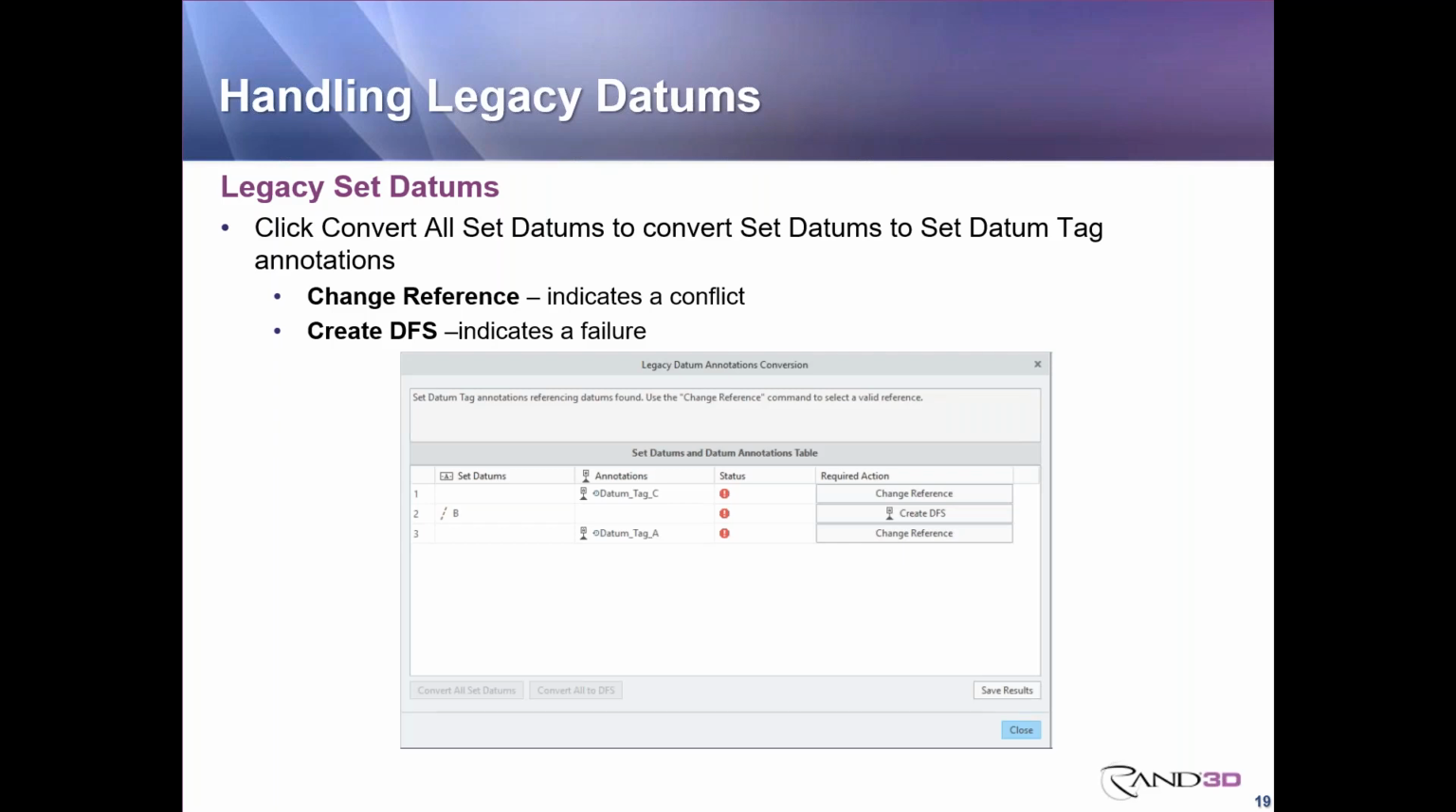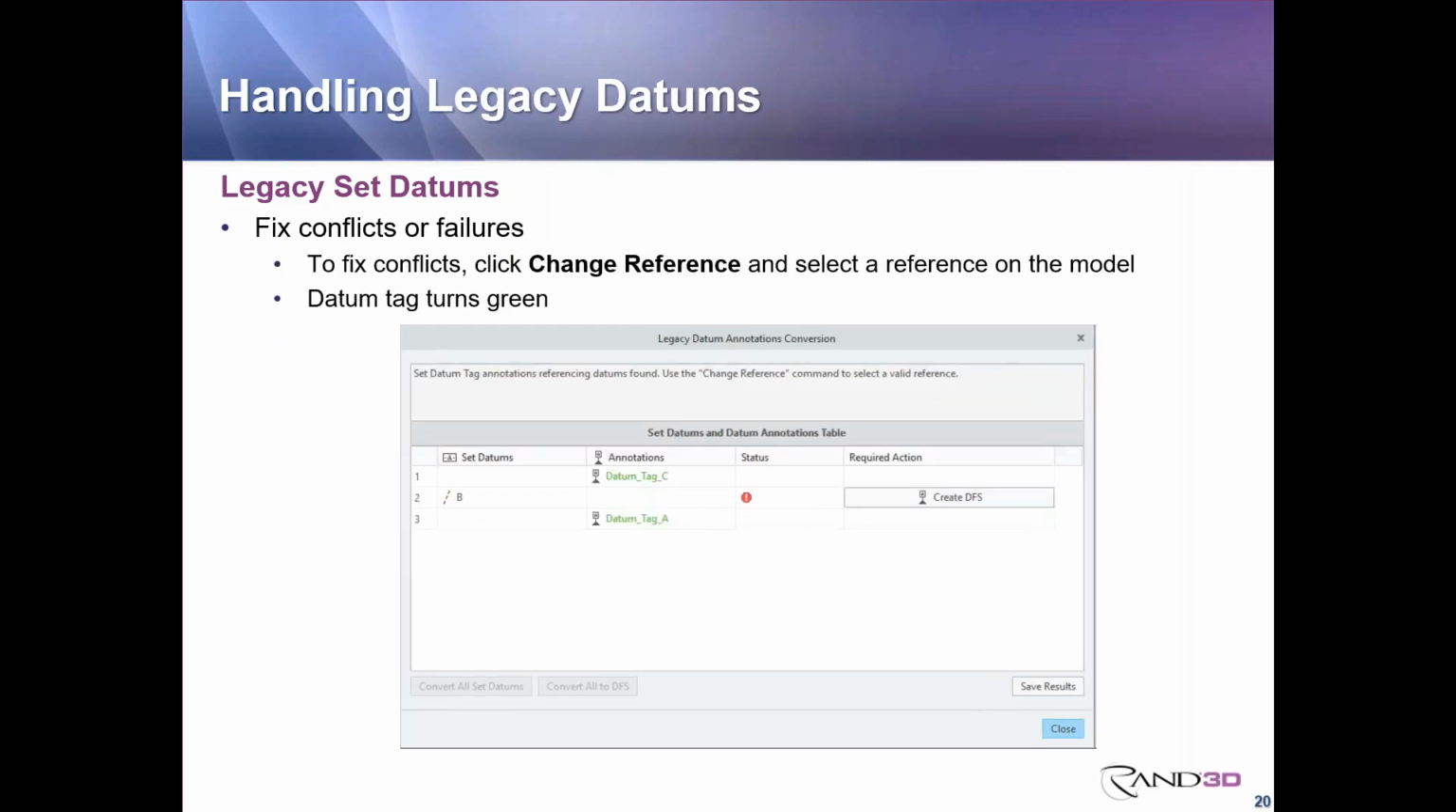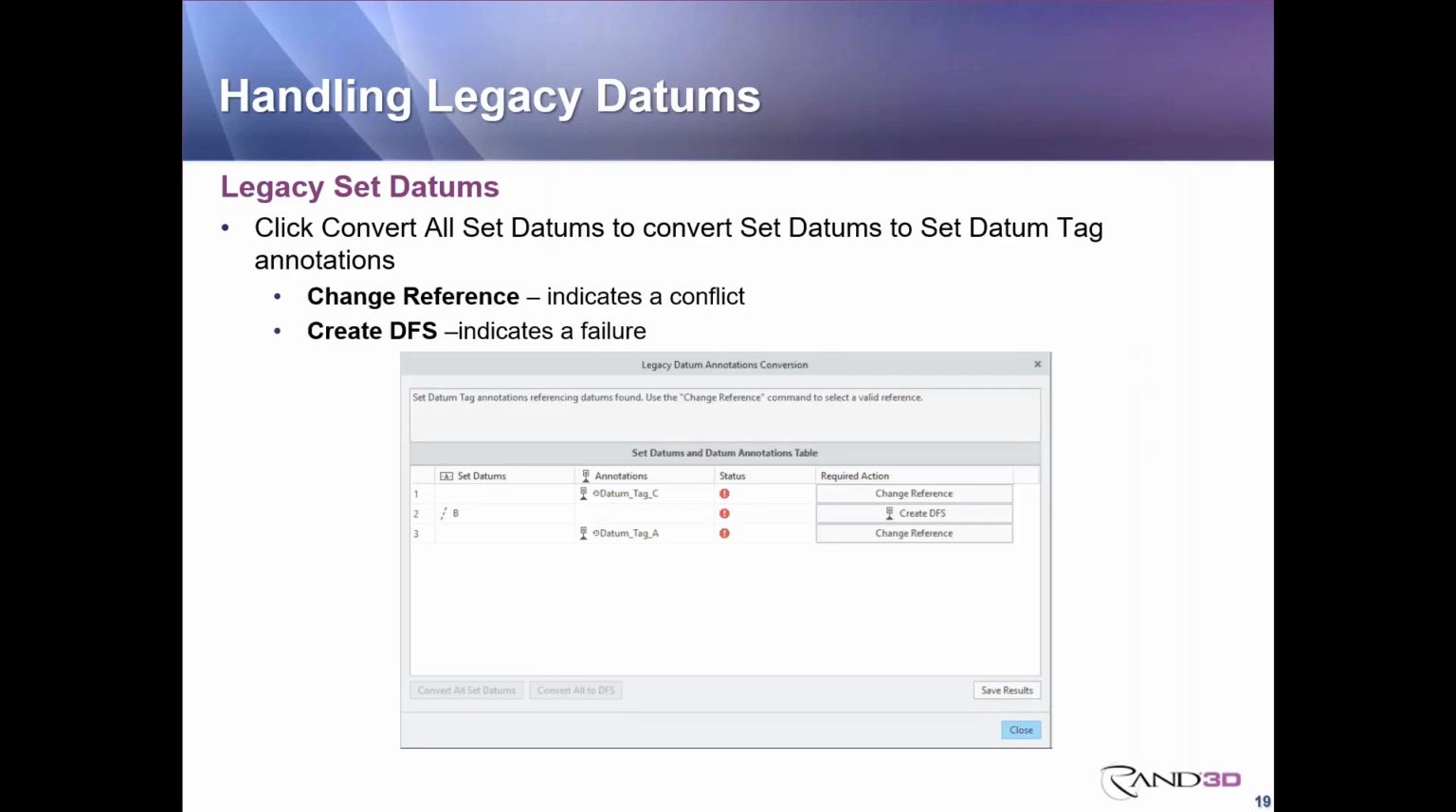From here, let me first go back. Hold on for one moment. I wrote something down I don't want to skip. If your conversion is successful, the datum itself is removed from the set datums column that you see on the left-hand side of this box here, and the status column is going to be empty.